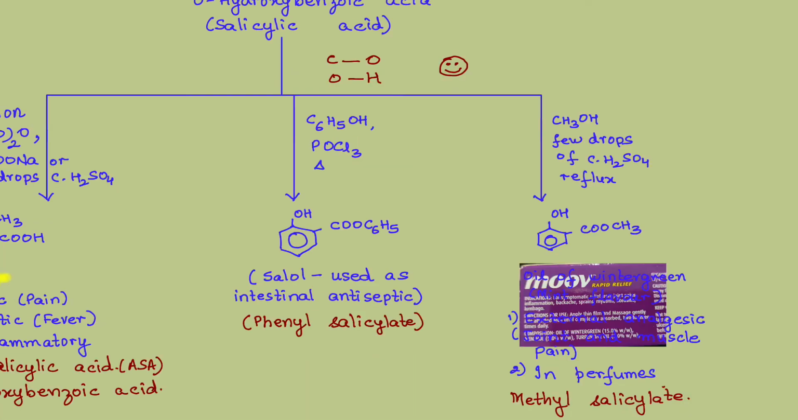The product that we get over here is Salol, which is used as an intestinal antiseptic. So that means it's the phenyl derivative of salicylic acid, right? So phenyl salicylate. How are you going to give its IUPAC name?